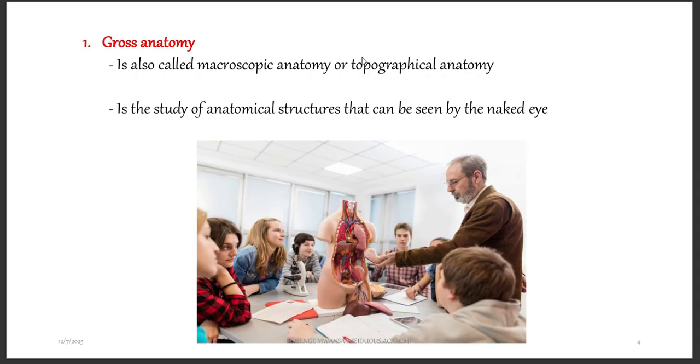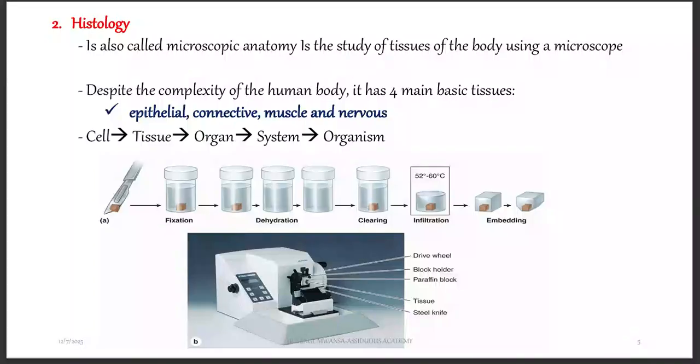So, you are studying basically the topography. Topography means the appearance. Okay, so that is that. You study anatomical structures that can be seen by the naked eyes. For example, what you can see on the screen here. They are studying there. And then histology, histo means tissue.